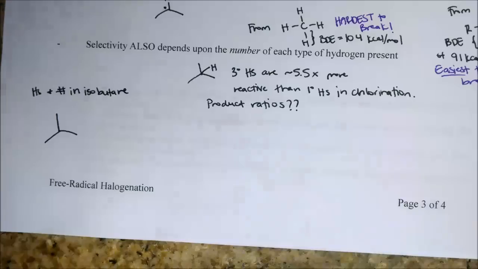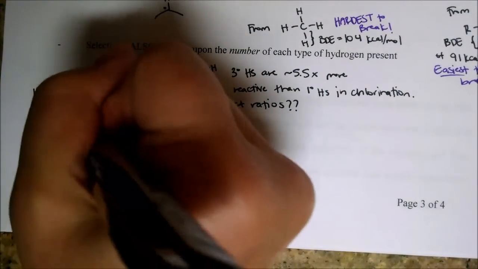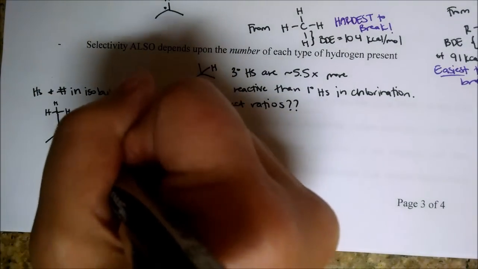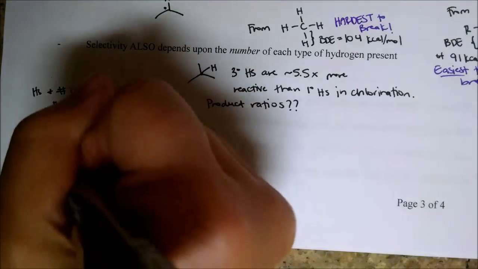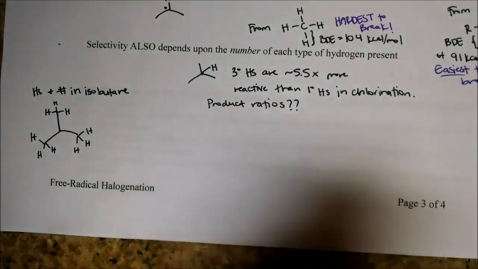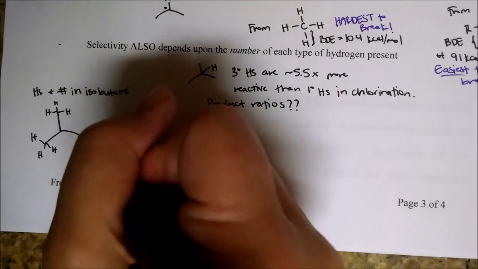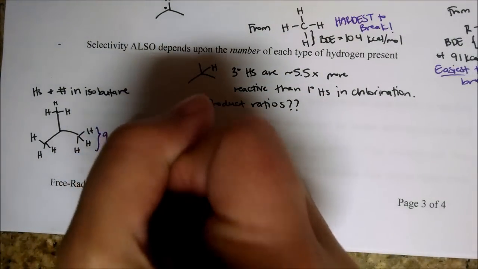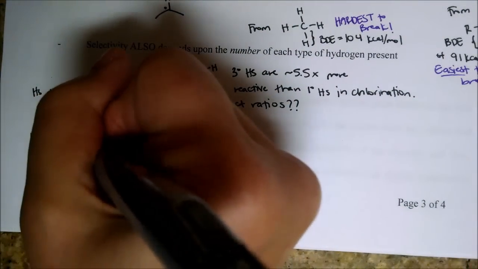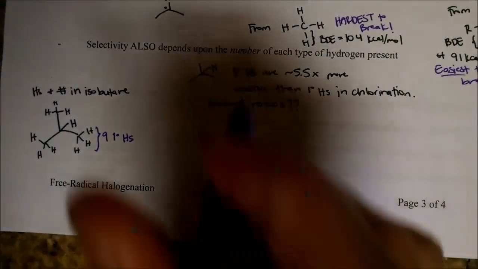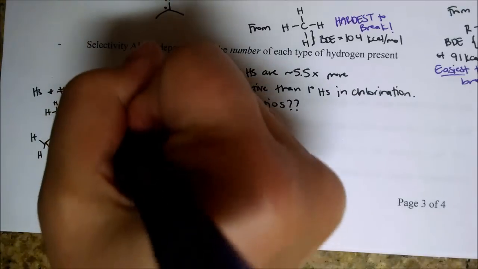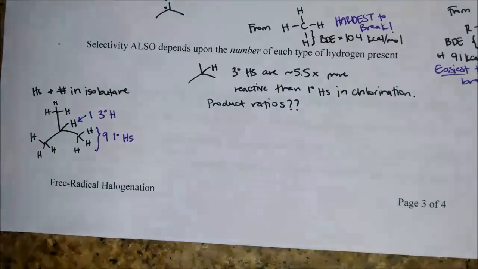So the H's and their number in isobutane, right? There's a whole ton of primary hydrogens. We have these 3 up here. These are all primary because they're on primary carbons. Here's another set of 3, and all down here. Okay, so there are 9 primary hydrogens. How many tertiary hydrogens are there? Just 1. This guy right there. Just him. Again, he's on a tertiary carbon, so he's a tertiary hydrogen.